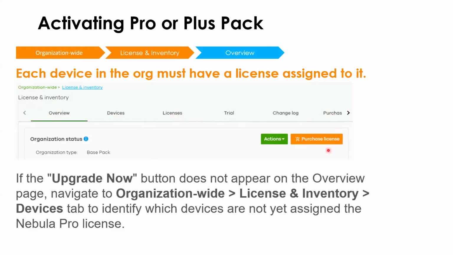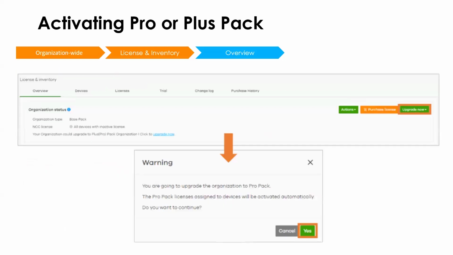If it doesn't say upgrade now, something's wrong and you need to either buy more licenses or assign the licenses to the right device. This will also confirm for you what level of service you're at. So it'll show you here base pack, which is the free version of Nebula. So if that upgrade now button is on there, you go ahead and click it, and it'll just give you a little confirmation, making sure you want to start it because there's no rolling it back once you've started the clock here. So yes, you do.